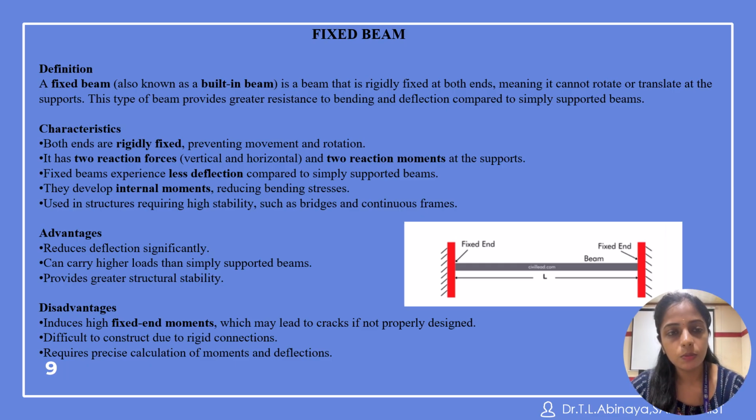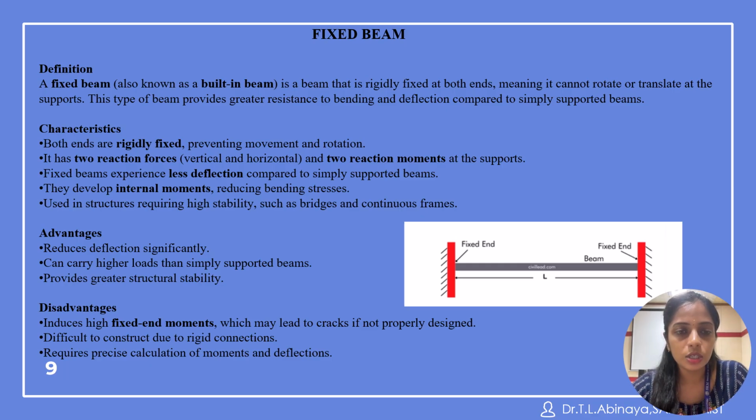Moving to the characteristics of the beam, both ends are rigidly fixed, and it has two direction forces and two reaction moments at the support. A fixed beam experiences less deflection compared to the simply supported beam. This develops internal moments, reduces the bending stress, and is used in structures requiring high stability, such as bridges and continuous frames.